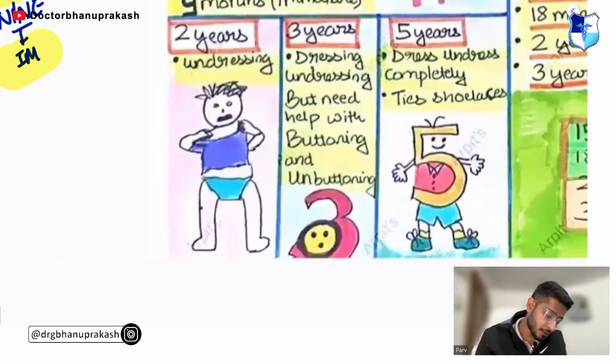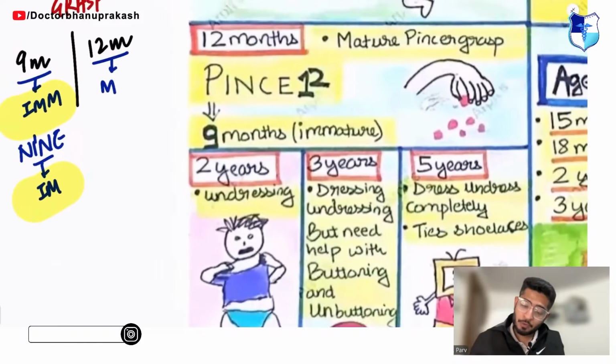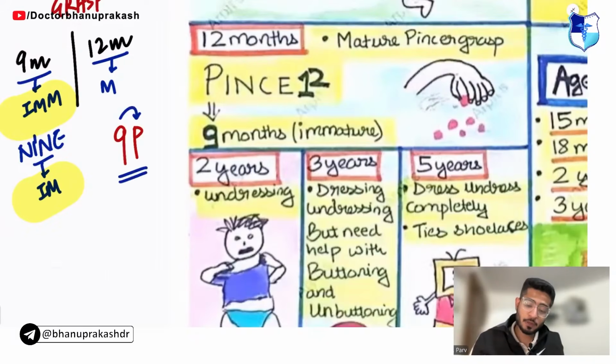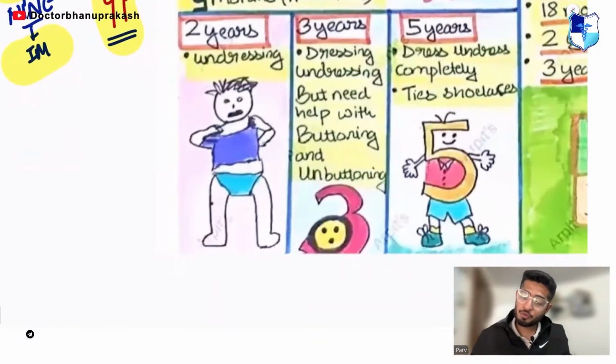9 months, and then 12 months. Okay, yeah, clear. And one more trick: this is 9, and the reverse of 9 is actually P. So you can remember that it is the pincer grasp. So 9 and P, this is how you can remember. This is pincer grasp.